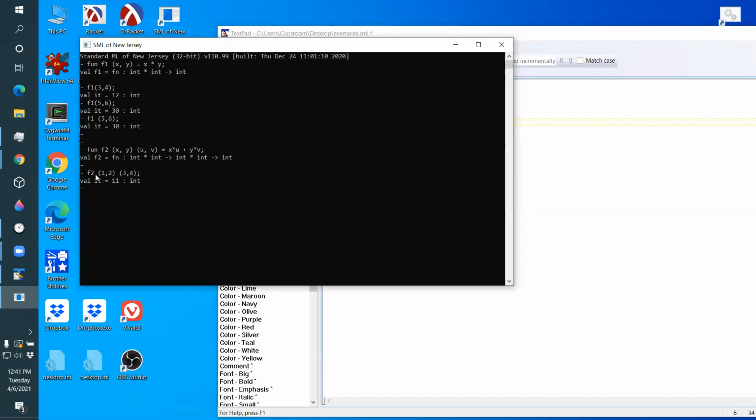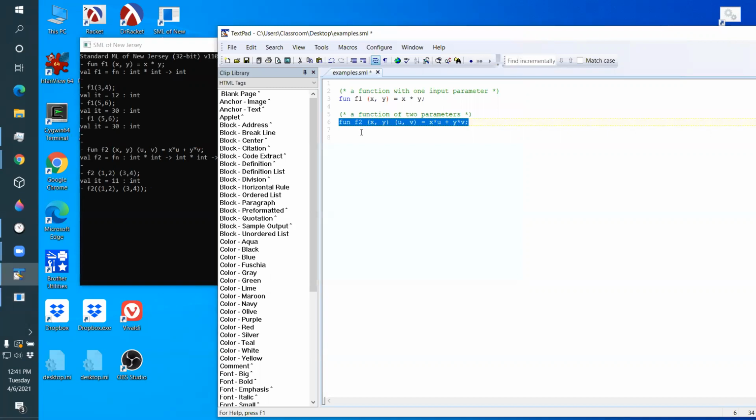Notice I don't write it as, now if this was Java, I would be writing something like f of one input, then another input. That's kind of like it, but then that would be... okay, let me define another function here.